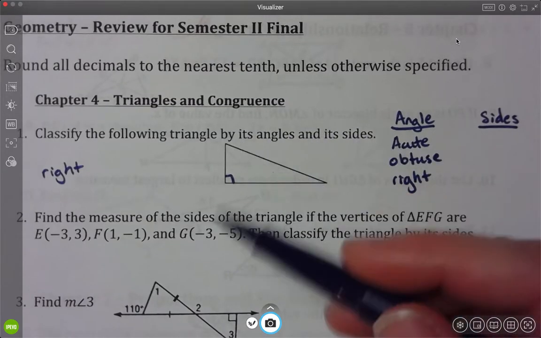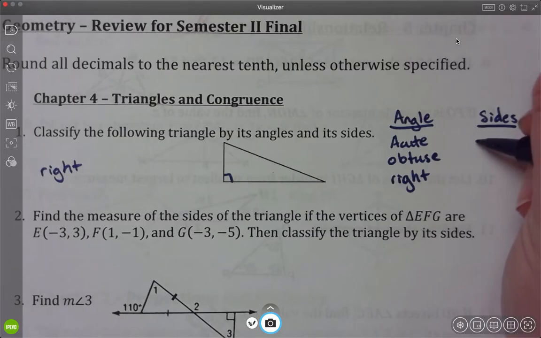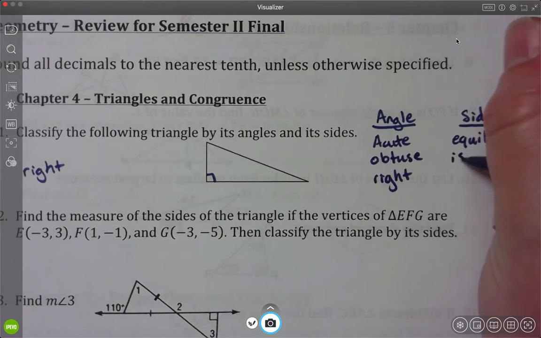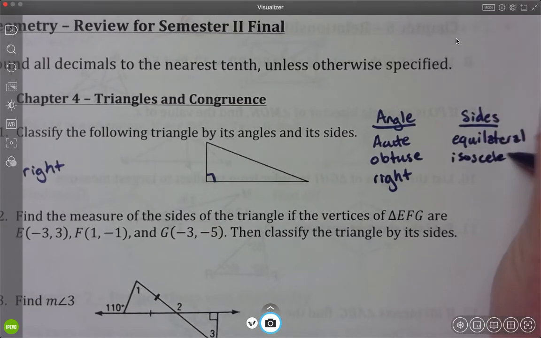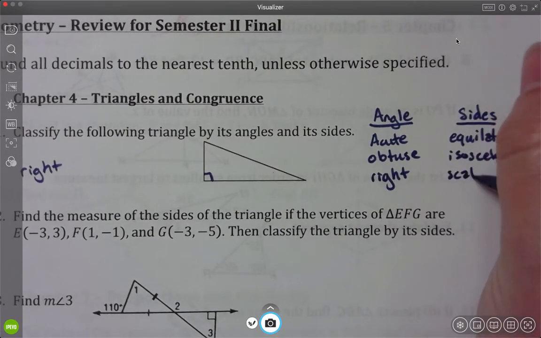Okay, so naming a triangle by its sides, if all of the sides are exactly the same, this is going to be an equilateral triangle. Okay, so if all of those sides are exactly the same length, which doesn't look like they are, it's going to be equilateral. If two of the sides match, then it's going to be isosceles. Okay, and if none of the sides are the same measure, this is going to be scalene.